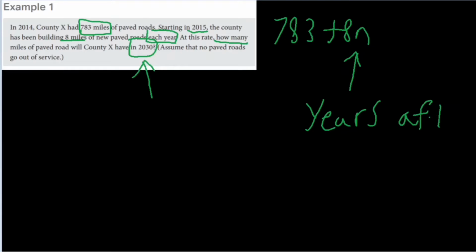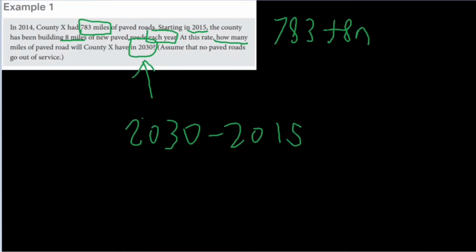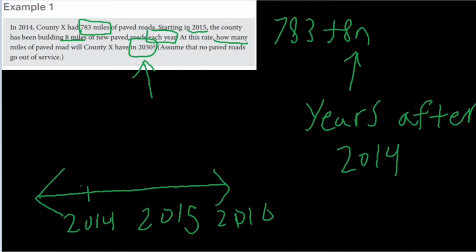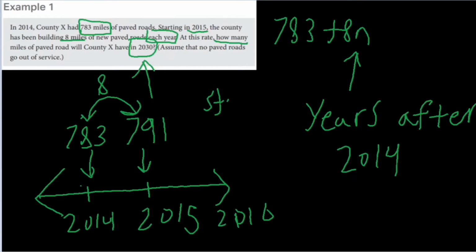In order to do that, we need to find how many years after 2014 pass. A common mistake is to find the difference between 2030 and 2015, since the problem says that it all starts in 2015. However, that's wrong, because if you look at it from the perspective of a line, in 2014 they have 783 miles of road, right? And they start in 2015, which means that by the end of 2015 they would have added 8 miles, which shows how n means years after 2014, not 2015.